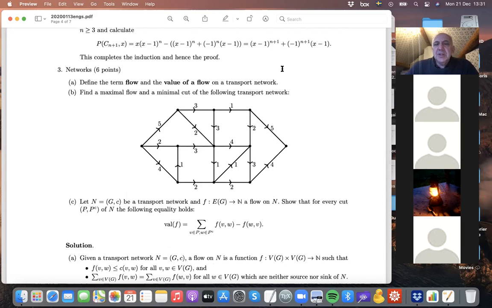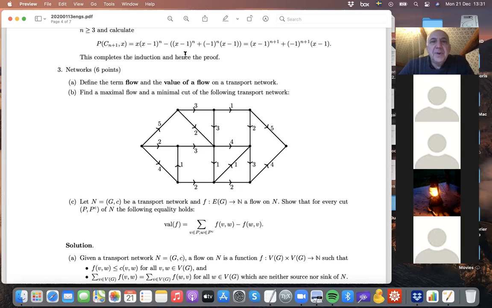Okay, so my suggestion is that we go through this exam exercise, and this will maybe take another 30, 40 minutes, and that would be it. Okay, so exercise number 3 is about networks.